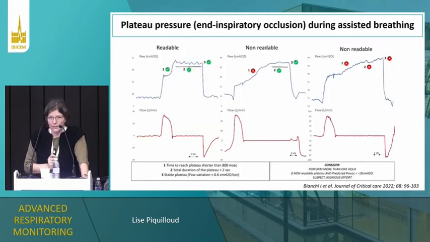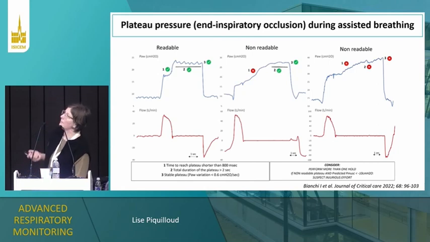However, sometimes it's difficult, and this is important. We need to have reliable values, as always, for all the monitoring systems. And to tell that your plateau measured during spontaneous breathing is reliable, you must have a rapid increase here in the phase that is written 1. Then the duration of the plateau should be long enough, around 2 seconds, and the plateau should be a plateau.